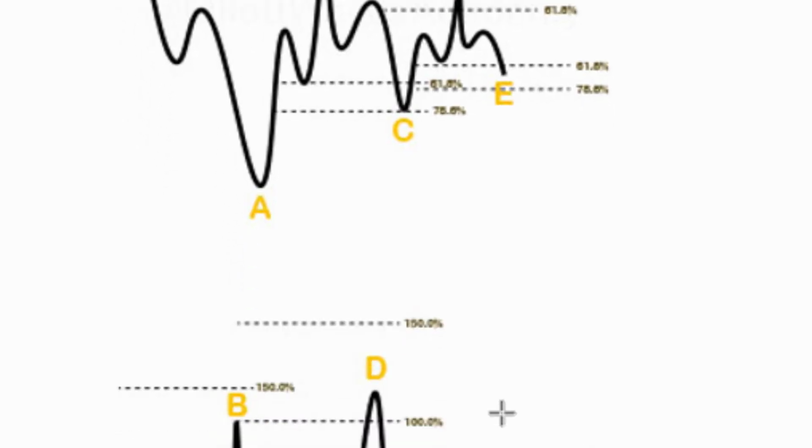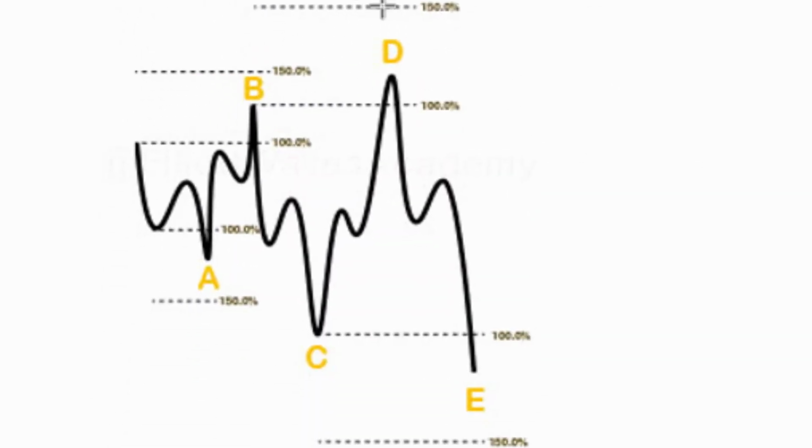Now let's talk about the expanded form. The expanded form, as you can see, also has 5 waves, but they are different. They expand. You see wave B bigger than A, C bigger than B, D bigger than C, E bigger than D. So according to the measurement guidelines for the expanded version of triangles, waves B, C, D, E retrace between 100 and 150% of their previous waves.